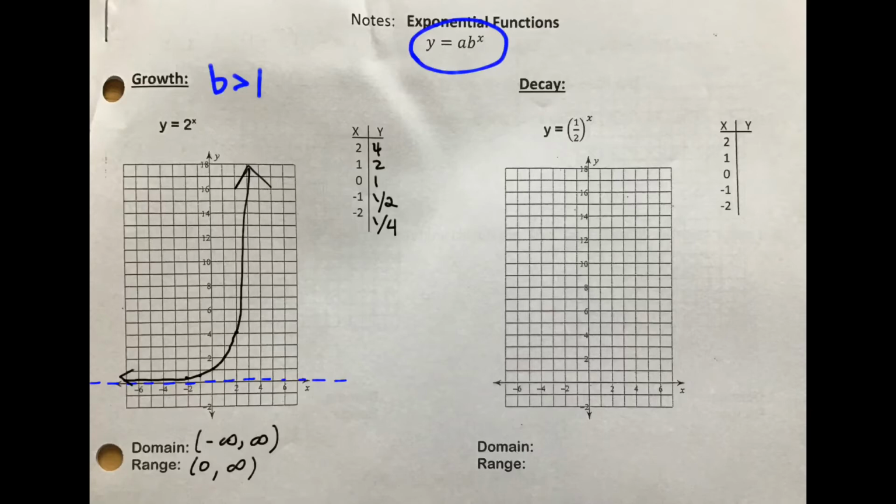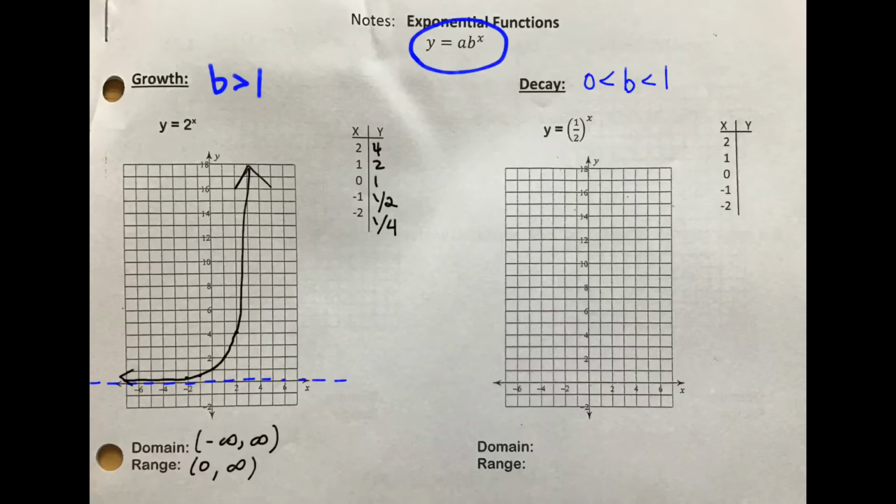Now let's take a look at the decay function. The decay function, you'll see, if you take a look at that base, it's a fraction. Now, not necessarily because it's a fraction, but because the base happens to fall in between 0 and 1, it is considered to be a decay. So you'll see the graph will go in a different direction.